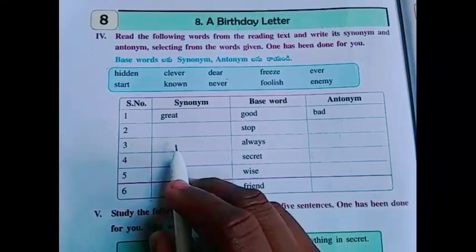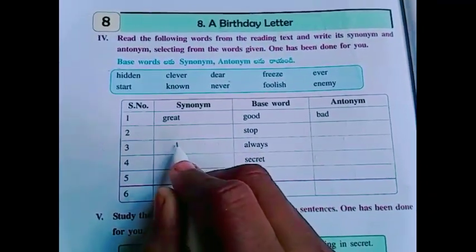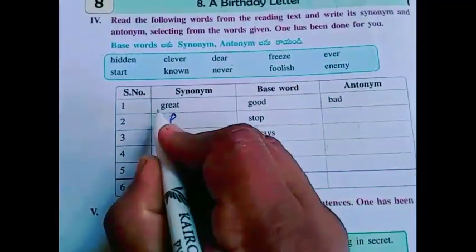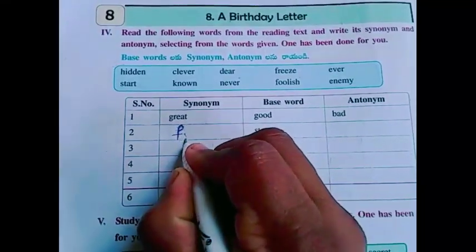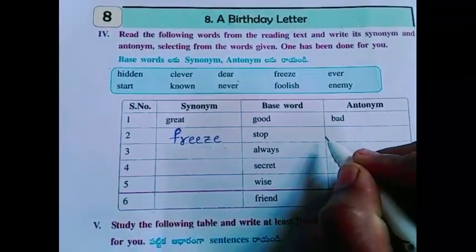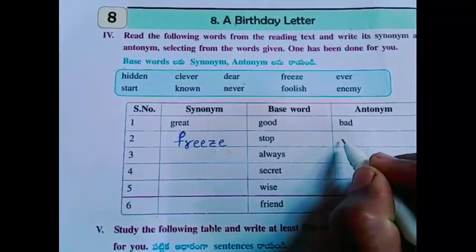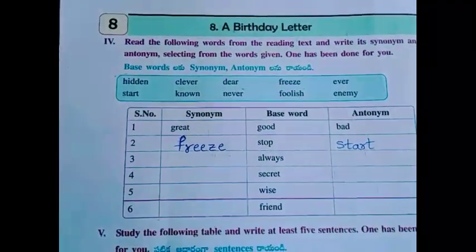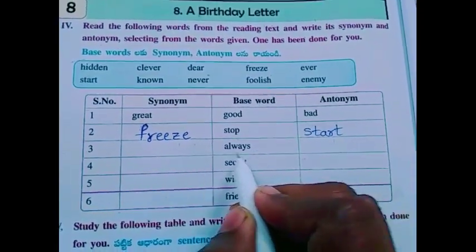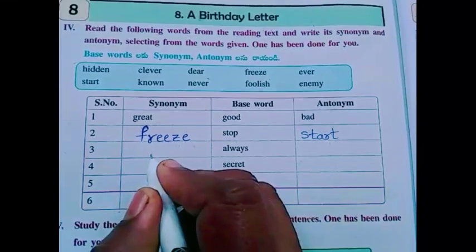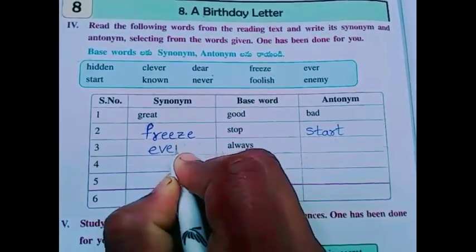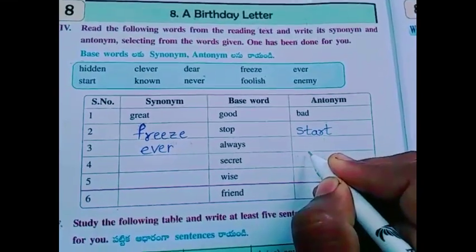For stop, synonym is freeze. Synonym means same meaning. Antonym is start. Next, always is the base word. For this word, synonym is ever. Antonym is never.